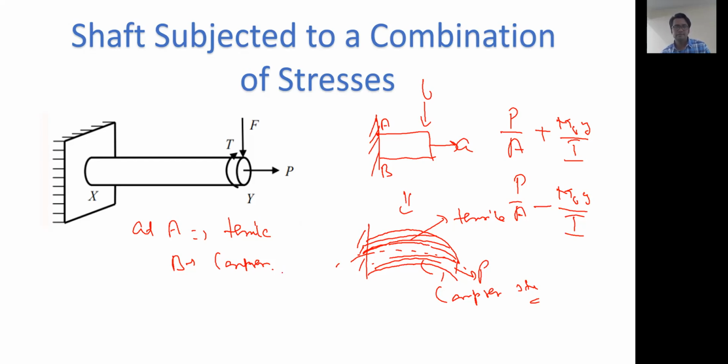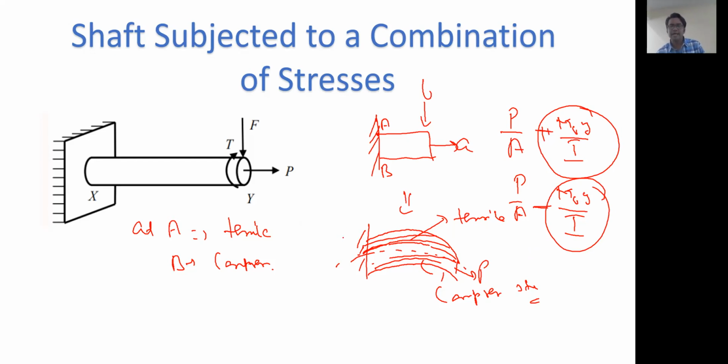Why? Because due to this bending, we have the tensile stress at A, and we have the compressive stress at B. So it will be minus at B, and plus at A. Fine. Now I will say it's okay. Very good. Let's play one more game.